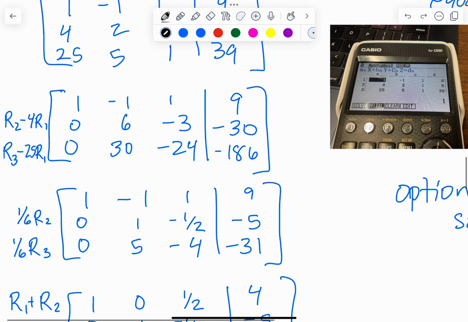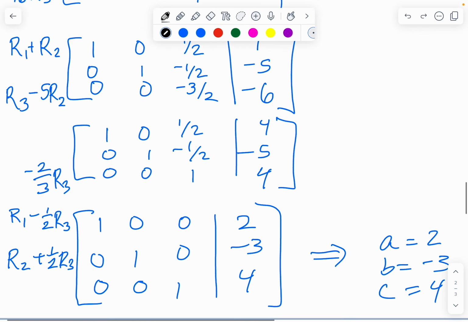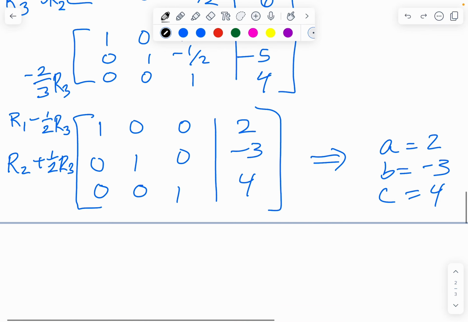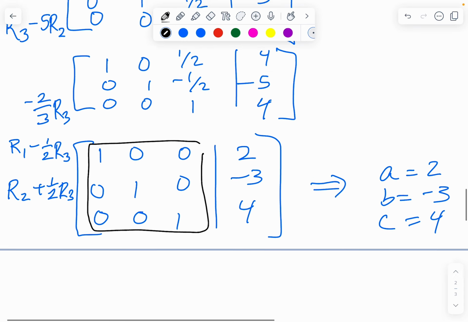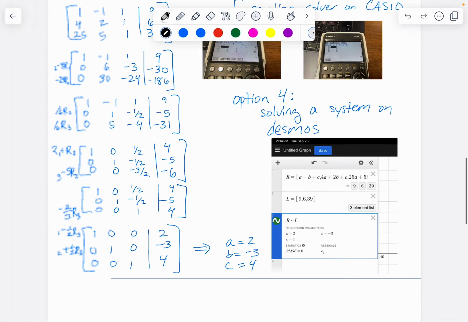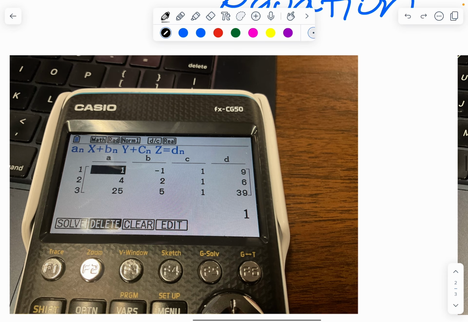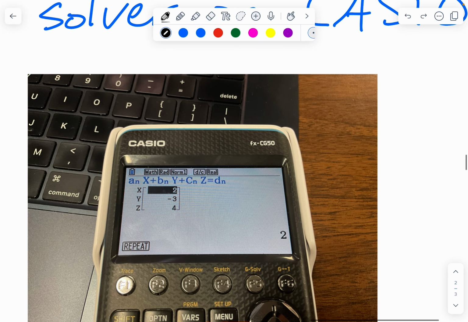I don't know that you want me to talk through this. Comment down below if you want me to give you more detail as to what I did and why I did it. But ultimately, I came down to this identity matrix right here, which is equal to 2, -3, 4. Which tells us that A equals 2 and B equals -3 and C equals 4. Then I took a picture of what we did on the calculator a minute ago where we used that simultaneous equation solver, and there was the answer.